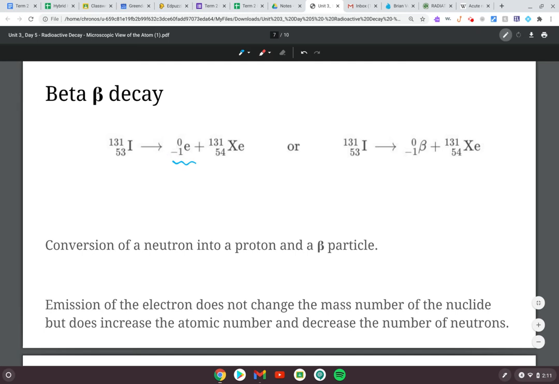So the big thing that you have to remember about beta decay is a conversion of a neutron into a proton. So what happens is that the mass numbers will stay the same, but the atomic number will increase by 1.